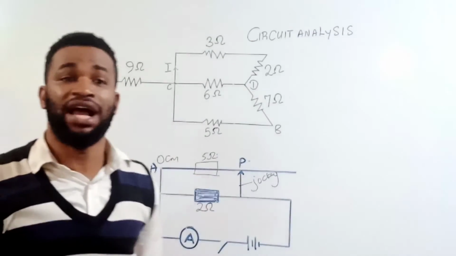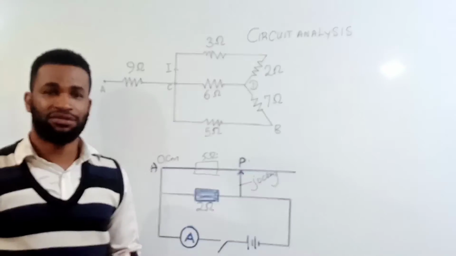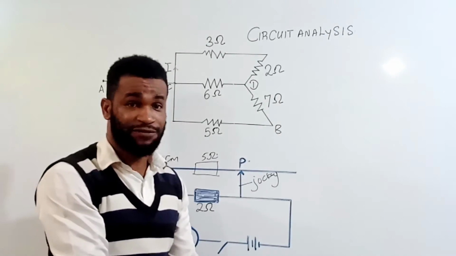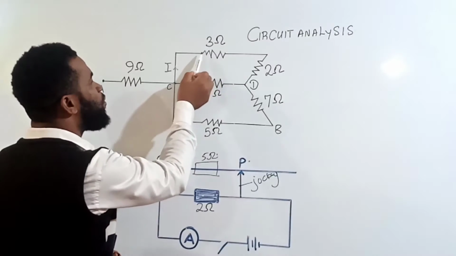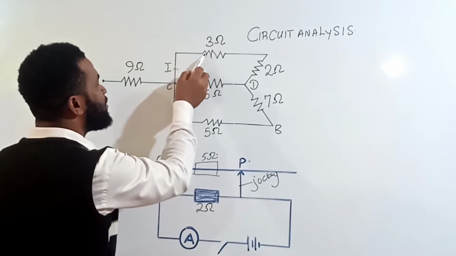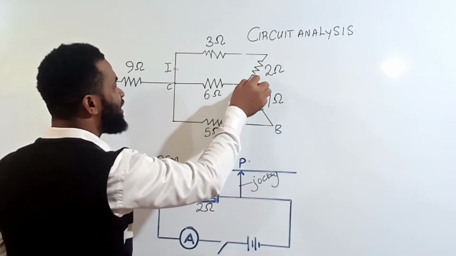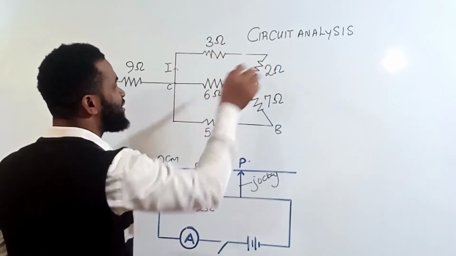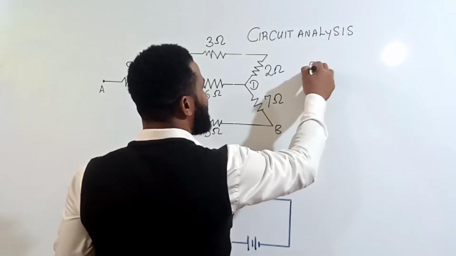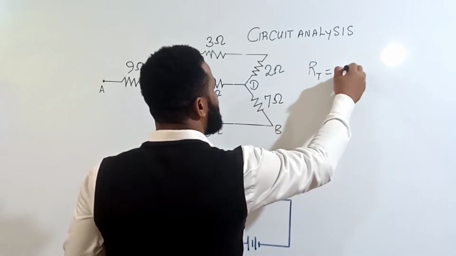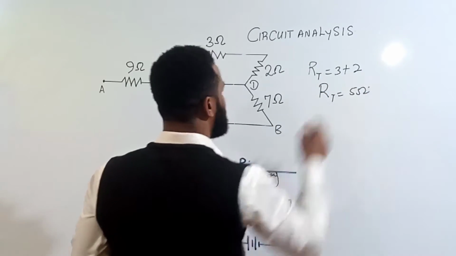Anywhere current sees wire, current will enter. Whenever there is a wire, current will want to follow the path of the wire. So, see what happened. This resistor is in series with this one. This and this are in series. So, we are going to say that total resistor is going to be 3 plus 2. Then the total resistor at that point is 5 ohms.